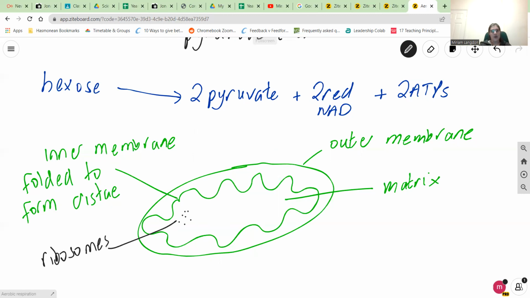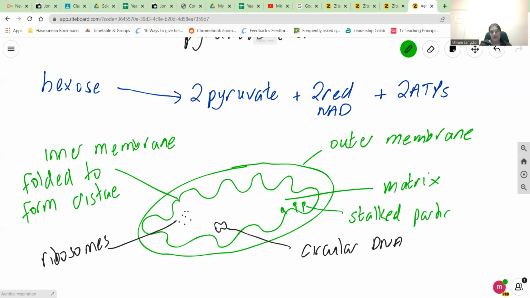We believe that mitochondria were originally organisms that existed on their own, a form of prokaryote, and therefore it has its own ribosomes and circular DNA and can do its own protein synthesis. You will also see poking out of the cristae things which we call stalked particles, which we'll come across in oxidative phosphorylation. So we now know that the pyruvate and the reduced NADs are going to have to enter the mitochondria, because they're going to be needed in the next stages, the link and then oxidative phosphorylation.